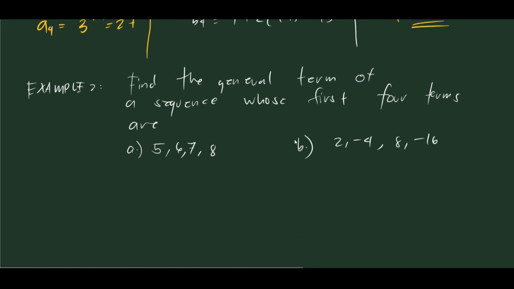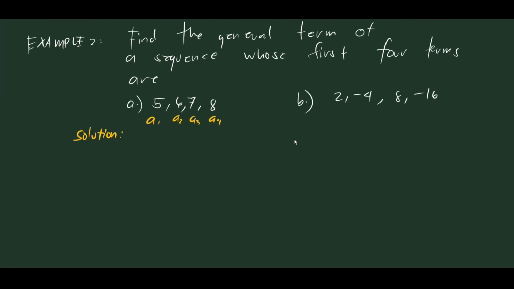Okay, so what do we have here? Let's start with the first one. Start with A. As you can see right here, 5, 6, 7, 8. This is our a1, this is our a2, a3, a4. Can we generate a general term to satisfy this? Yes. We know that our domain starts with 1, and then 2, 3, and 4. So we start with 5, 6, and so on.